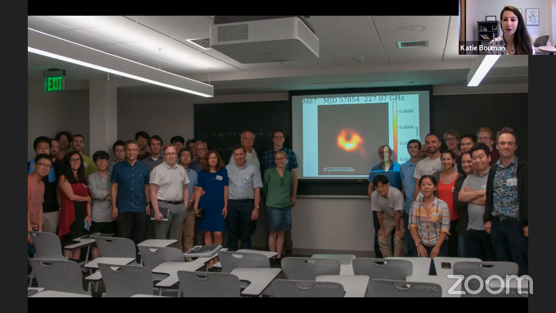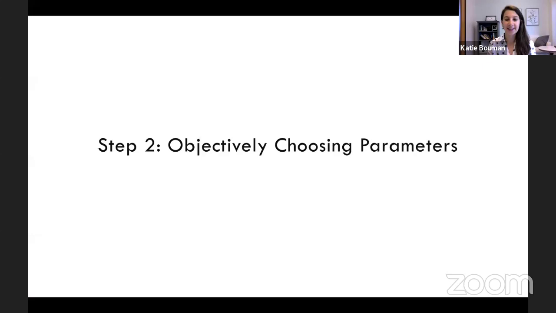But just because this test had allowed us to avoid shared human bias, it doesn't mean that there wasn't still human bias. For instance, maybe we all still wanted to see a ring. And so we spent the next couple of months essentially trying to break our images. That led to the second step, where we tried to objectively choose image parameters and remove humans from the loop as much as possible.